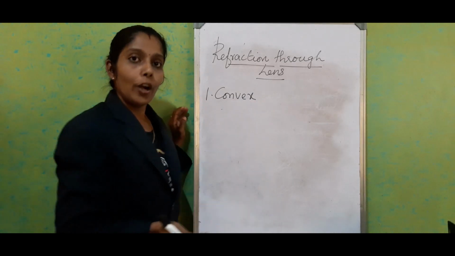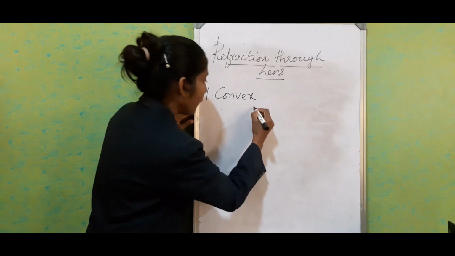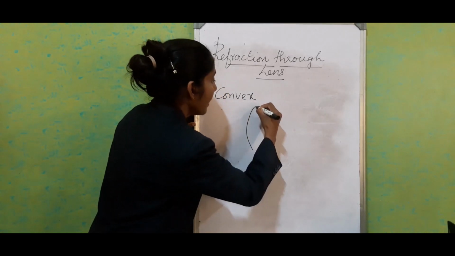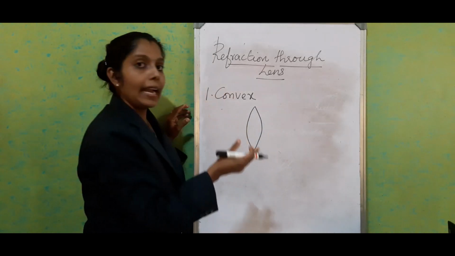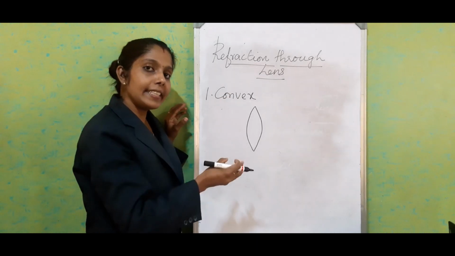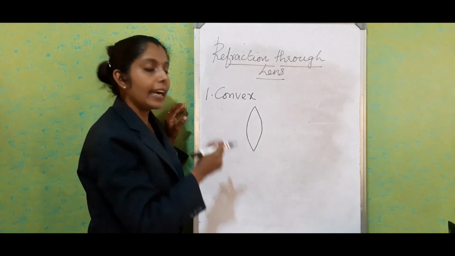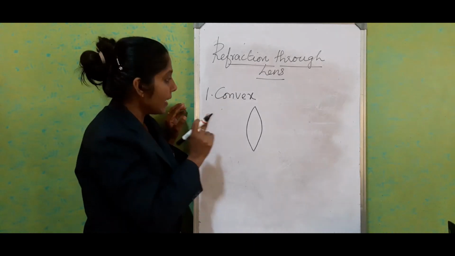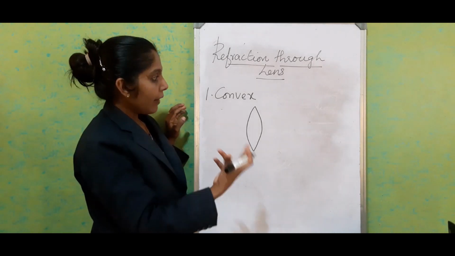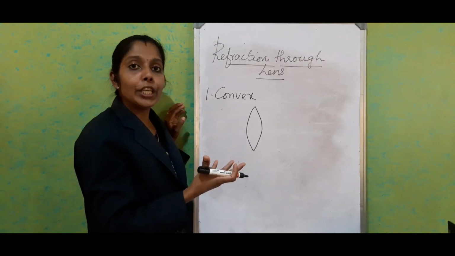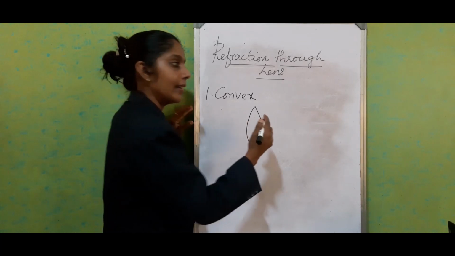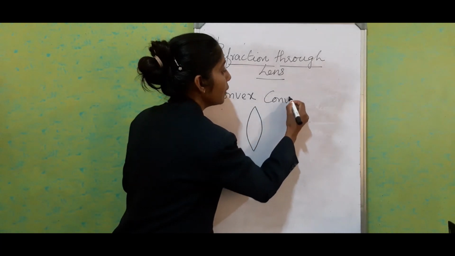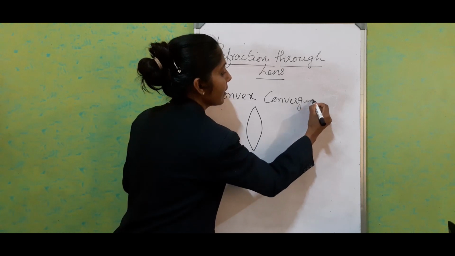So if you see the convex lens, the design of the convex lens is like this. The middle part is bulged or thick and the periphery or the edges are thin in size. These kinds of lenses we call convex lens. And it has an ability to converge the light rays. So we call it by another name, converging lens.